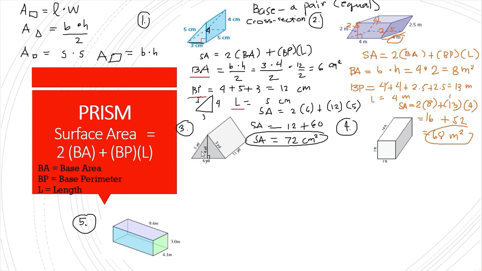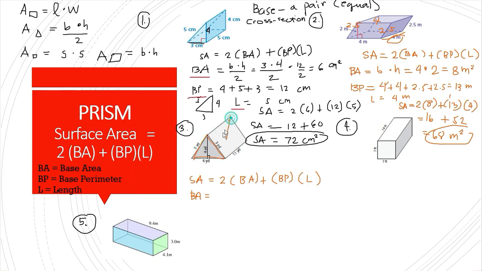What about number 3? So this is similar to our number 1. Okay, so we have here surface area is equal to 2 times base area plus base perimeter times your length. Right? So you have 2. What's your base area? So first for the base area. Base area is equal to, what is your base? Your base is the one with the pair.